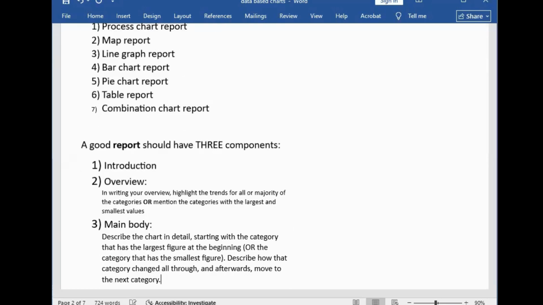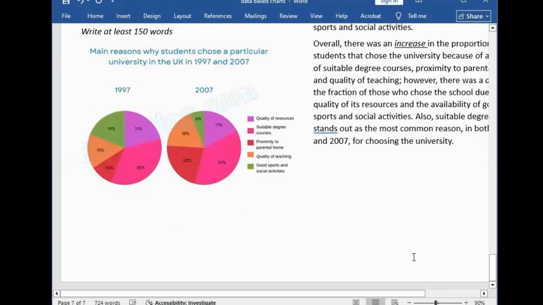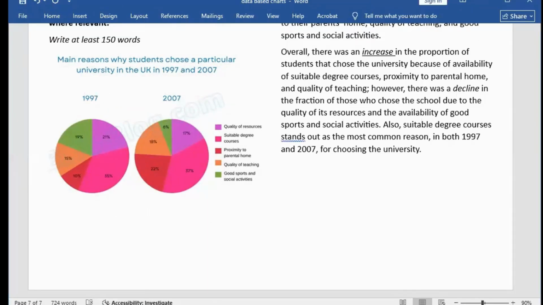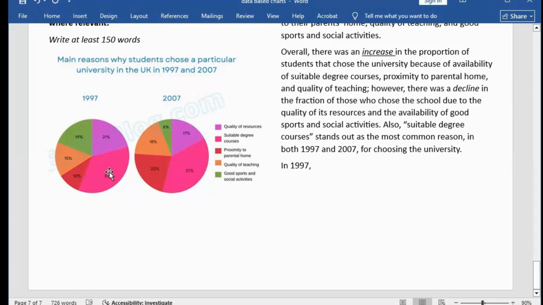Now, I'm going to start with that last pie chart. I'm going to write my overview for this pie chart. Look at it. I'm going to write my main body for this pie chart. So, let me put this. There's something here. I'll just put inverted comma to indicate that this is actually a reason. Now, main body. In 1997, so remember what I said, I will start with the largest. What is largest here? This pink one, that's suitable degree courses.